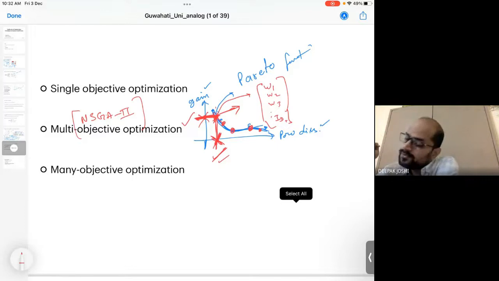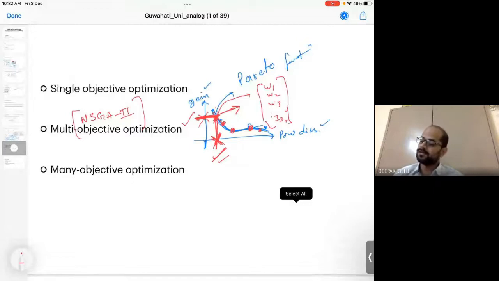Similarly, there are more advanced algorithms, developed by the same group and other groups, and now people have started to apply such algorithms to analog design applications.